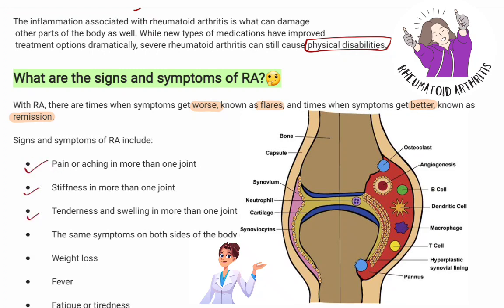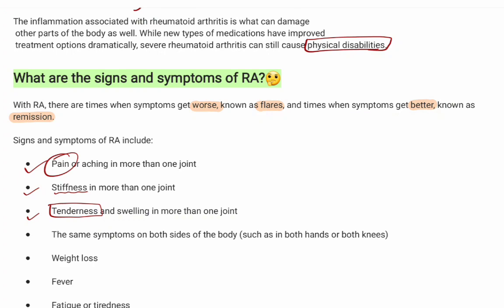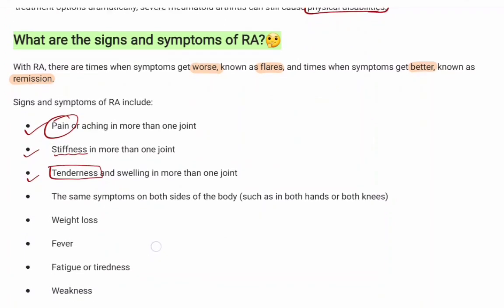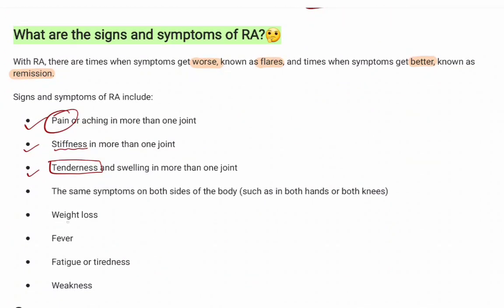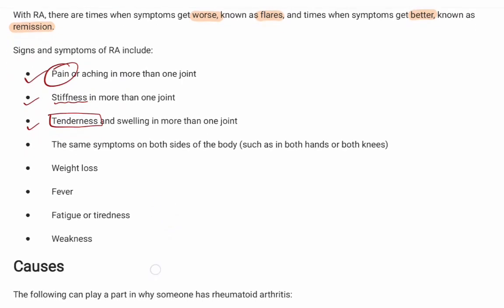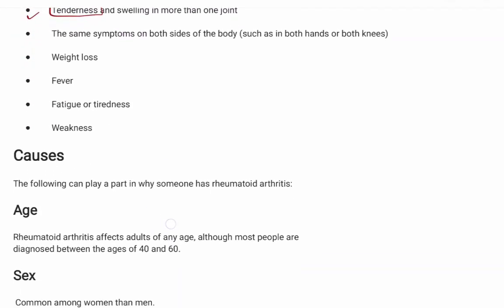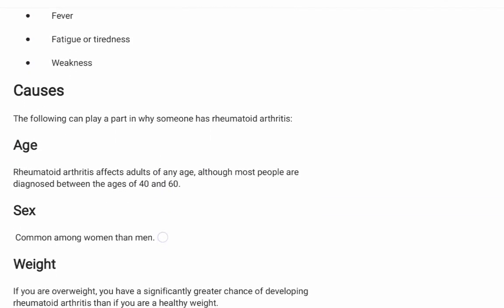Pain or aching in more than one joint, stiffness in more than one joint, tenderness and swelling in more than one joint. Importantly, we have to focus that it is written more than one joint. So it is important for RA to occur in more than one joint or two. The same symptoms on both sides of the body may occur: weight loss, fever, fatigue, and weakness. These are the other symptoms associated with that.